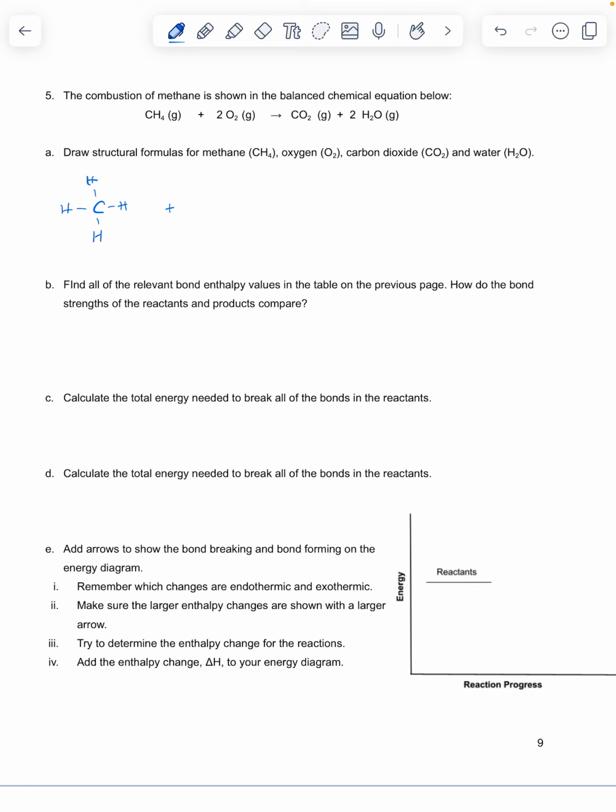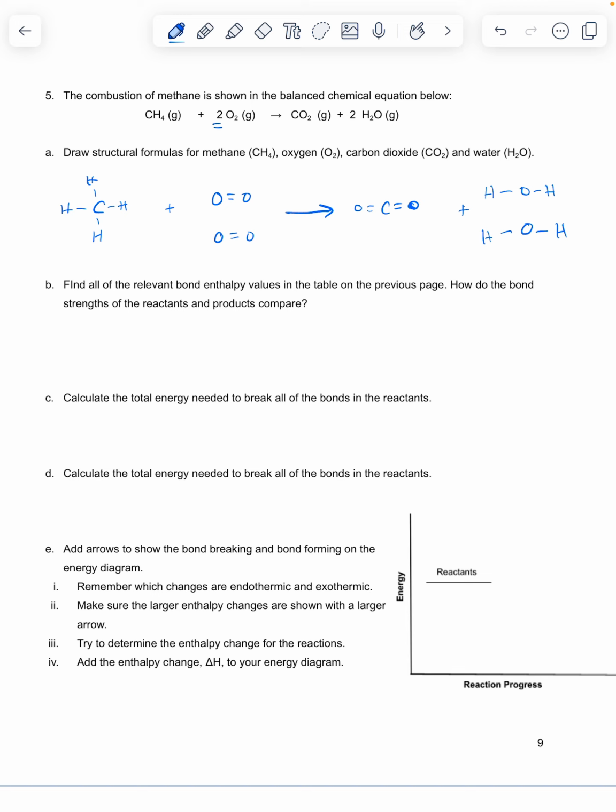Now that's CH4, that's methane, O2. Now I'm going to draw it twice because it's shown twice. So this is saying one methane reacts with two O2 molecules. Then I'm going to make a carbon dioxide molecule. And I'm going to make two water molecules. Notice that because I'm focused on the bonds, I'm not drawing in lone pairs.